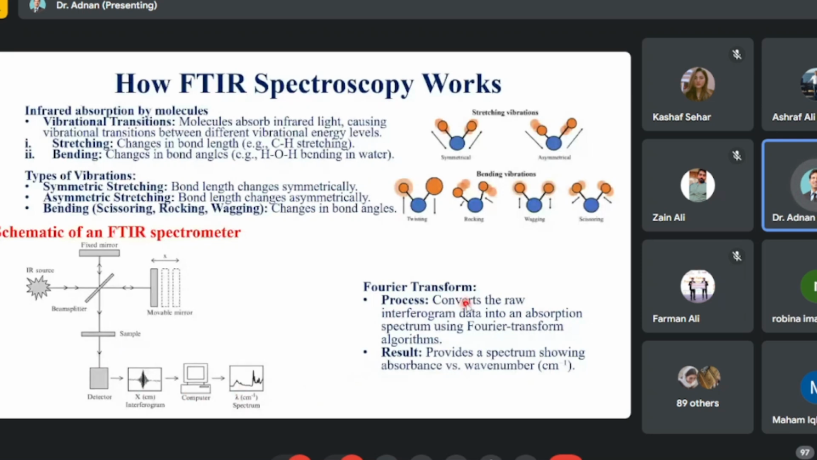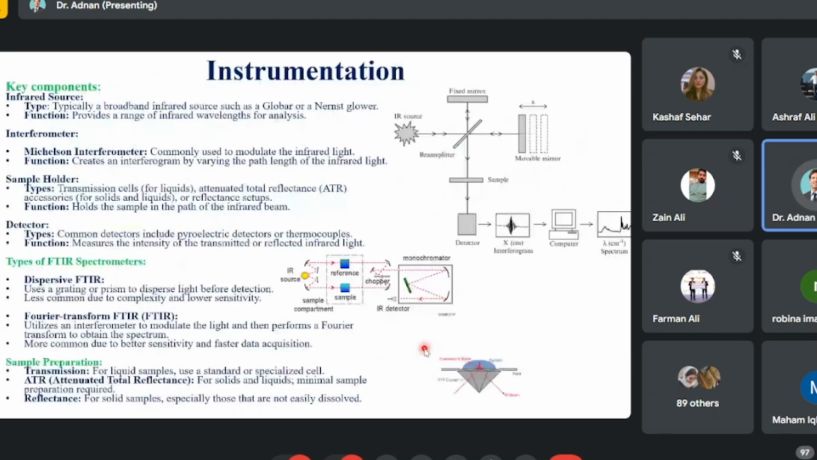It converts the raw interferogram, so the output of the FTIR spectrometer is called an interferogram, and that is converted into an absorption spectrum using Fourier transform algorithms. So using those algorithms, it is then called the FTIR spectrum. In the coming slide, I will show you how you can determine the FTIR spectra. So these are the types of sources there are.